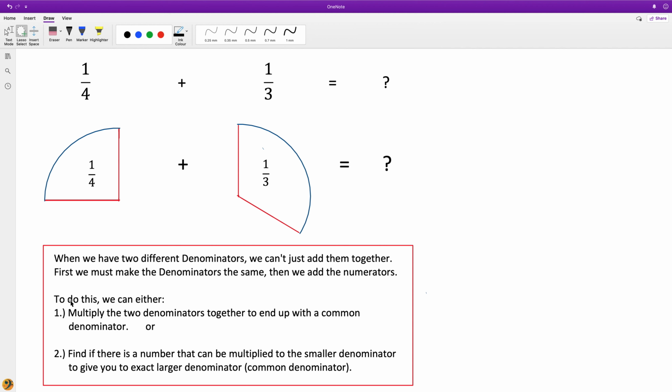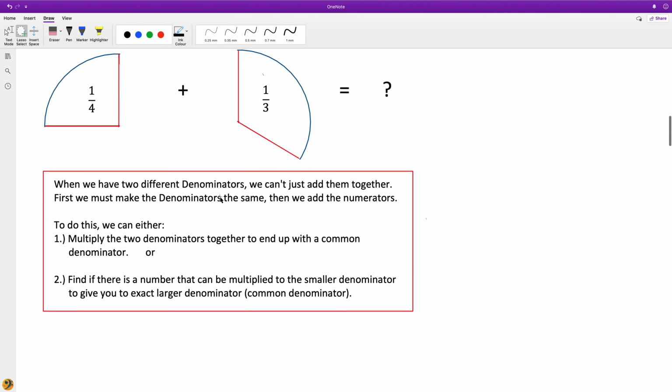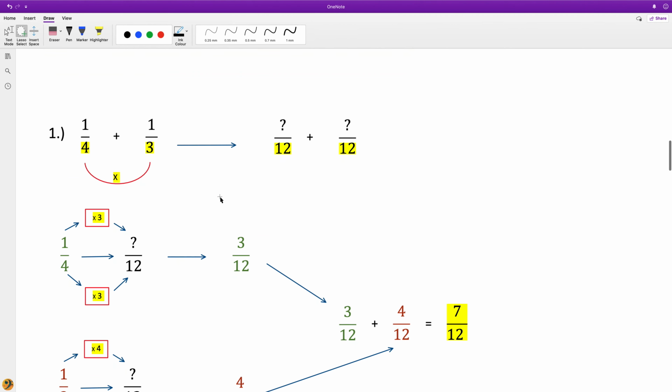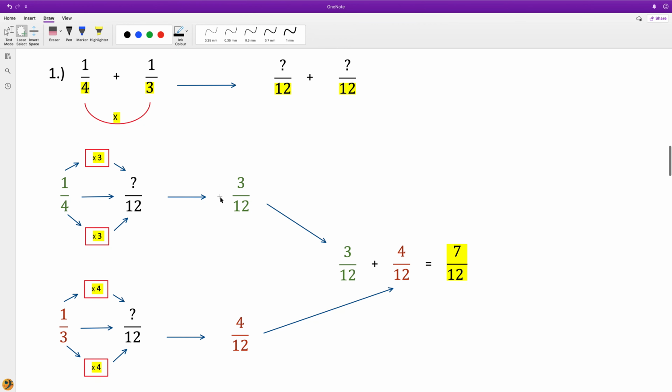The first method we'll use is method 1, multiplying the two denominators together to give us a common denominator. We'll use this example here, 1/4 plus 1/3. This is what we mean: we're multiplying the denominators together as we show here. So we do 4 multiplied by 3.